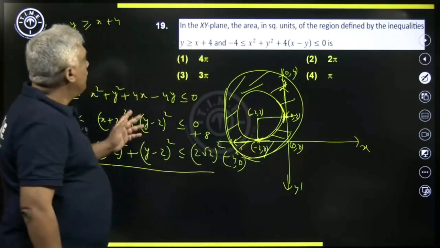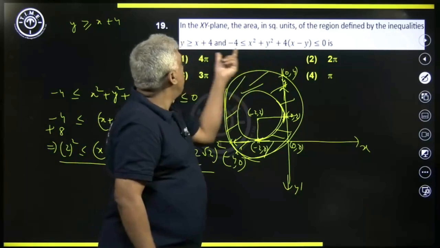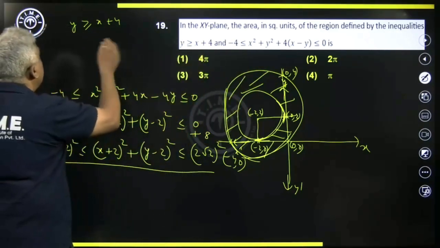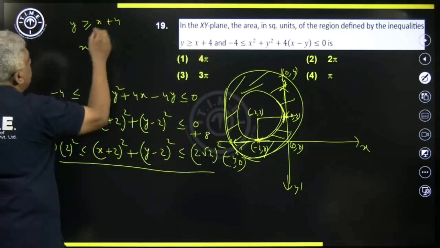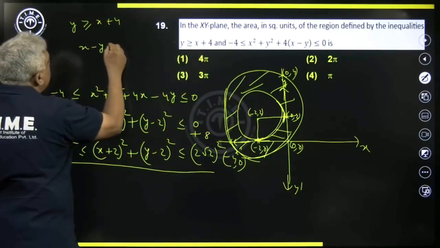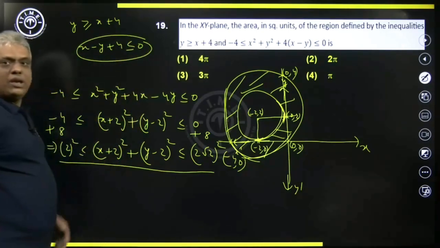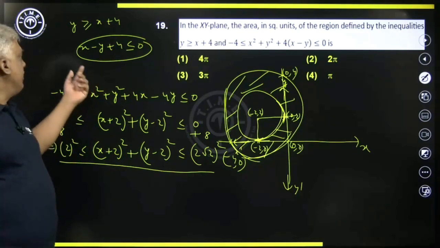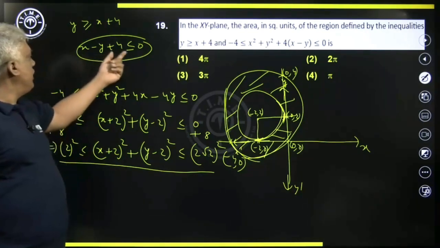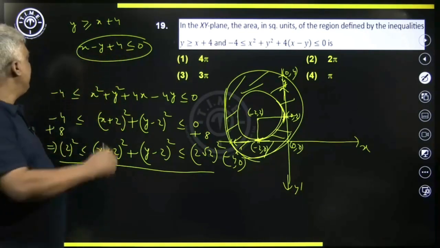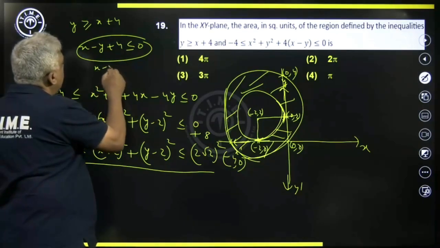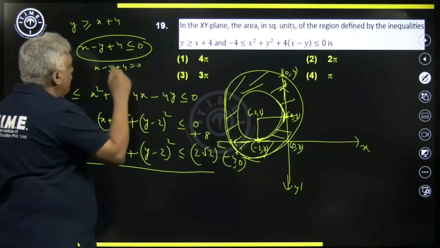And now we have to find the region defined by this inequality in the first one. Now let's see the first one. Let's bring y to that side: x minus y plus 4 less than or equal to 0. Okay. So this is the region on one side of the straight line x minus y plus 4 equal to 0. Let's draw that straight line.